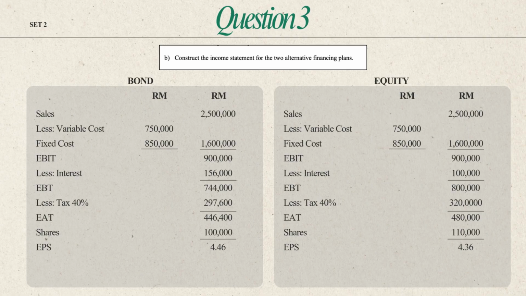So under equity financing, no additional interest is incurred, so interest remains at 100,000 ringgit. So earnings after tax are 480,000 ringgit. However, the number of shares increases to 110,000, resulting in earnings per share of 4.36 ringgit. So this shows that bond financing gives a higher earnings per share even though the total profit is lower.